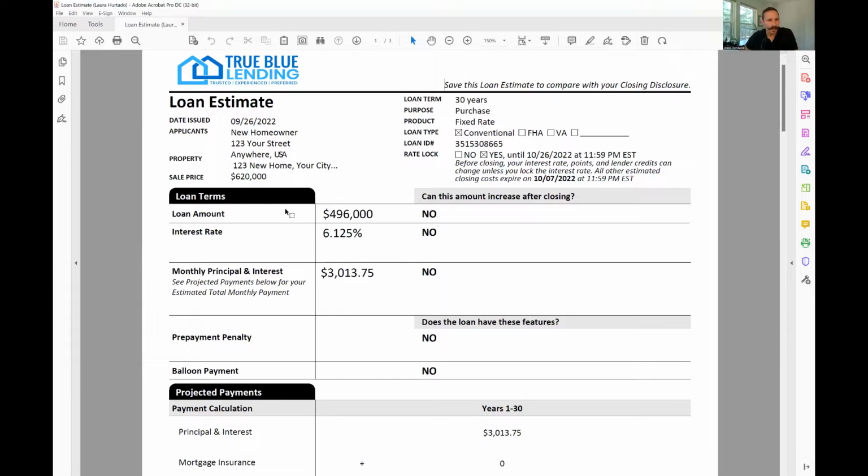So top third, loan terms, big black box there. Loan amount is $496,000. And it says, can this amount increase after closing? And the answer is no. So this might be kind of an interesting question. If you've never seen this before, or if this is one of your most recent purchases or even a refinance, and you weren't around during, say, the 2005 mortgage period, this doesn't really make any sense to you.